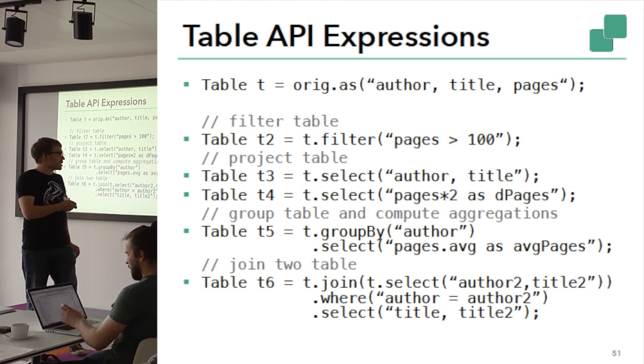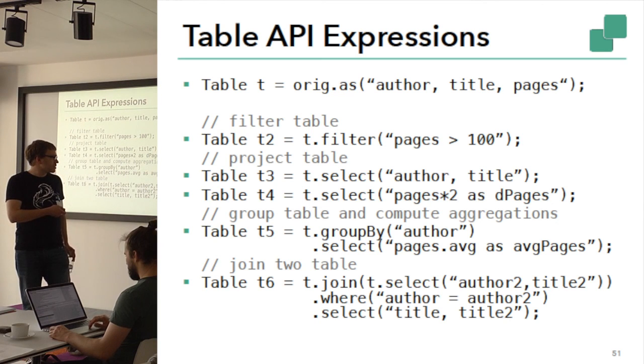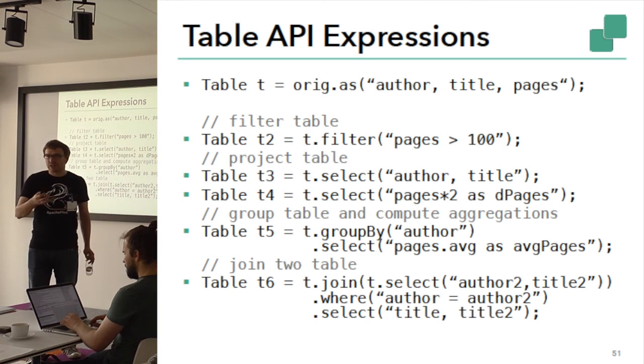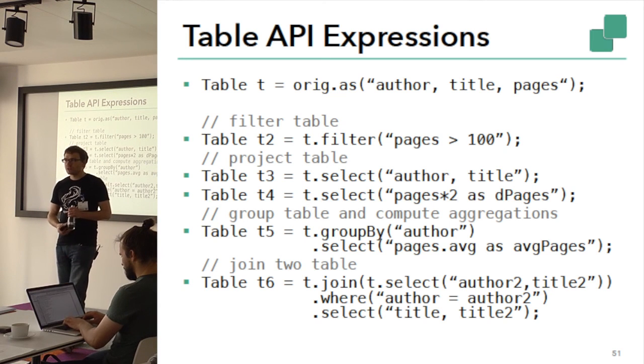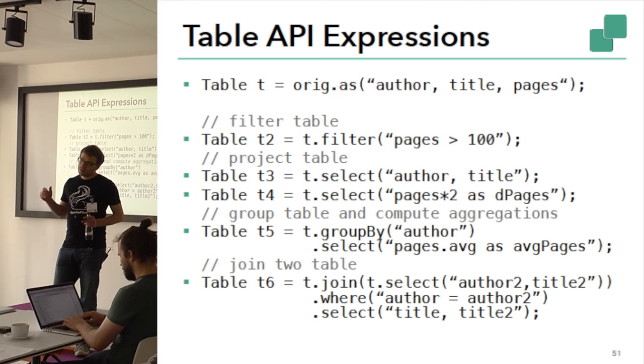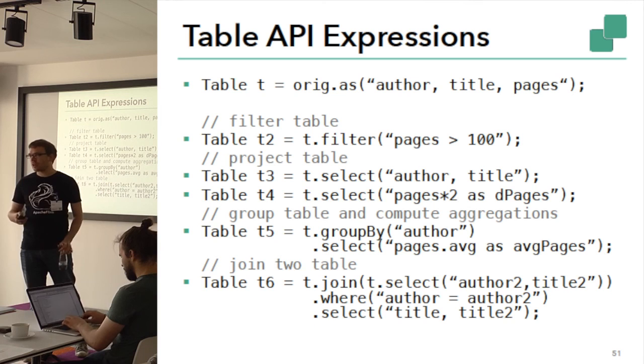And you can also join two tables by saying table join. Here's another table. This is a little bit nested, so I could also say table 2, which is some arbitrary kind of table, where the author equals author 2, and it shouldn't be select, should be as, and then you can build your result tuple again using the select statement. So these are the expressions which are currently supported. So you can easily filter data, project data, join it, and aggregate it.